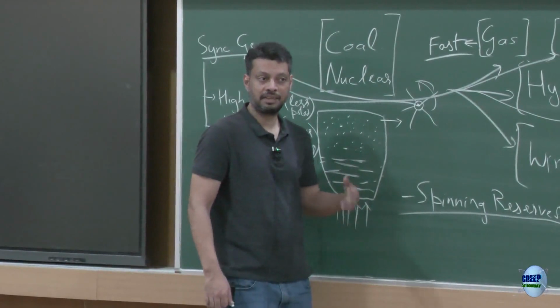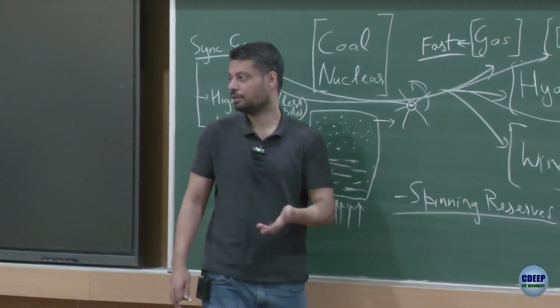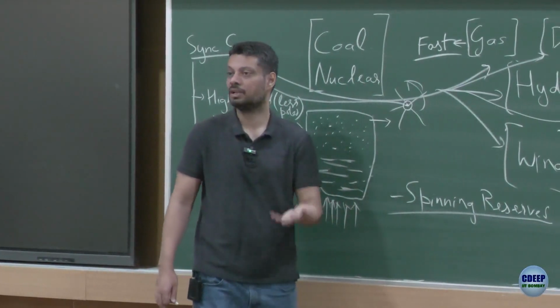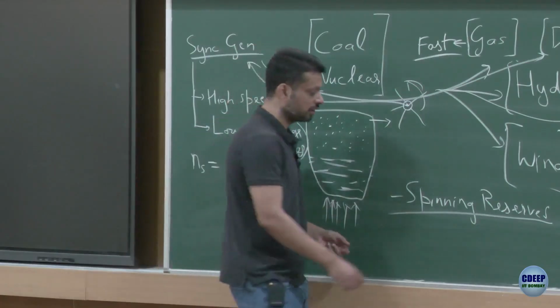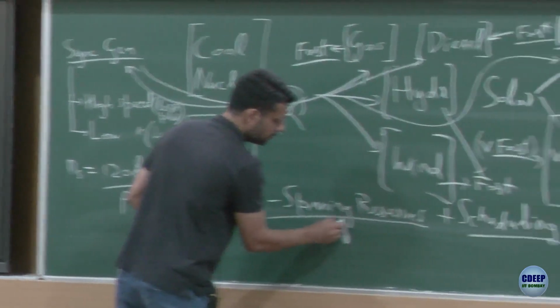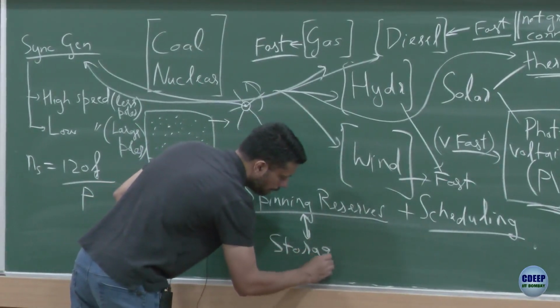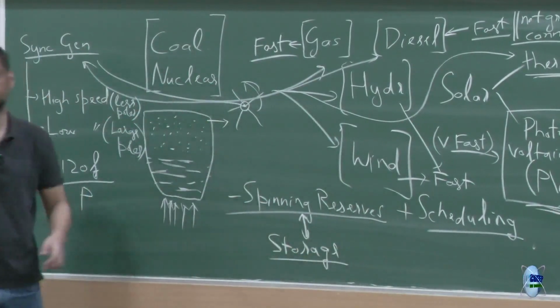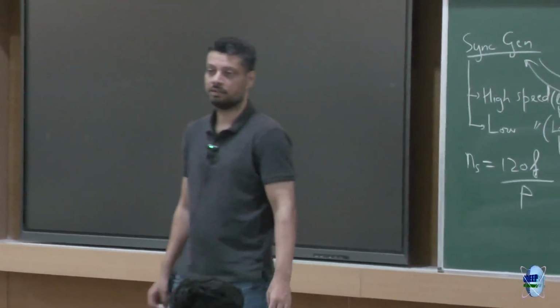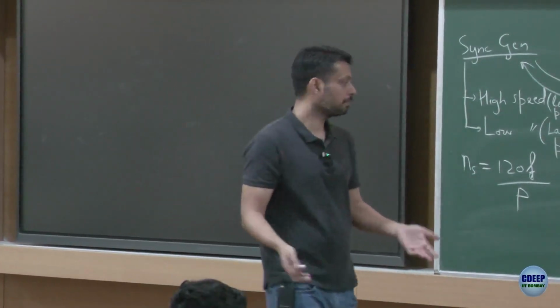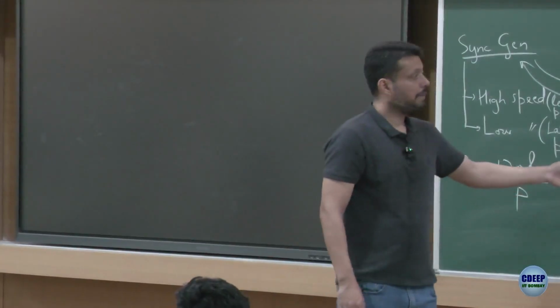Now spinning reserve, as we understand, is expensive. You are unnecessarily burning fuel even if you are not drawing any power. So the substitute to this is storage. You can keep running some generator plus have solar photovoltaic.